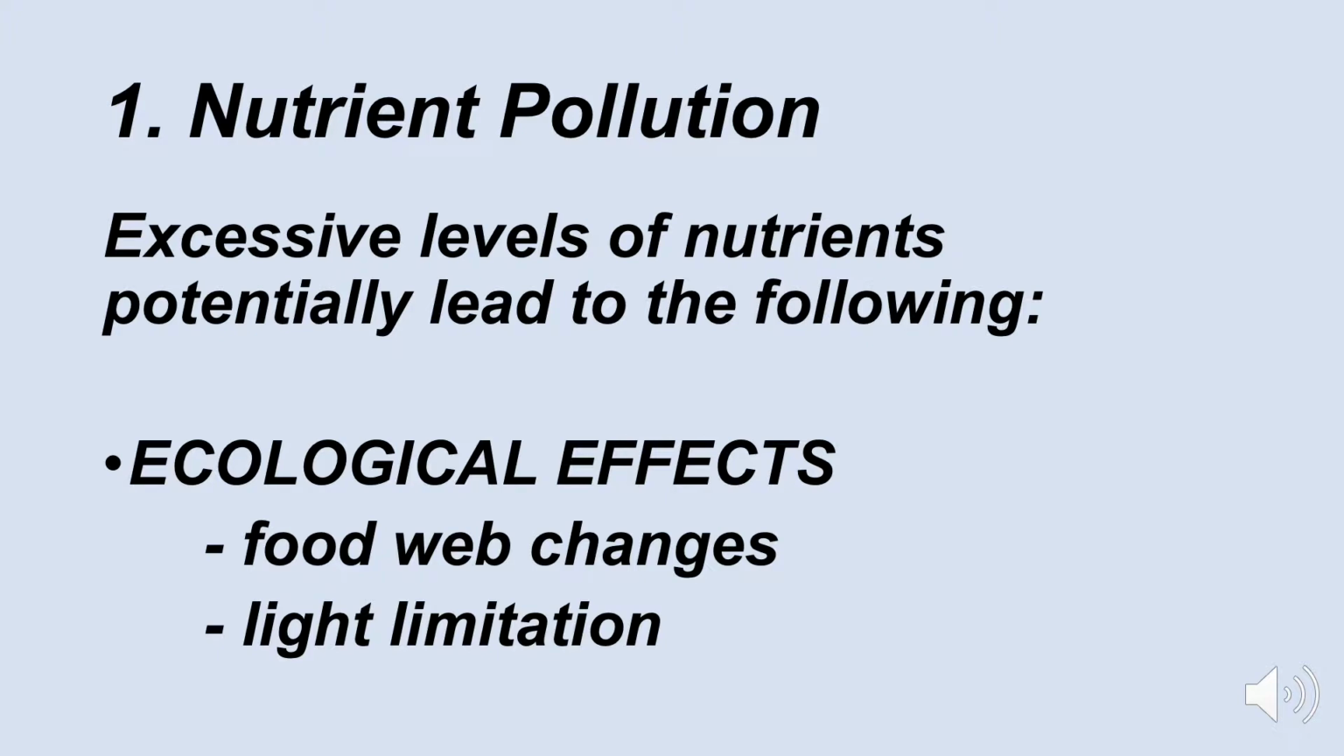If you put too much nitrogen and phosphorus in a surface body of water, that will cause algae growth on the surface. That algae growth on the surface of the water limits light penetration into the deeper waters, and that interferes with the aquatic organisms that live in the ecosystem.